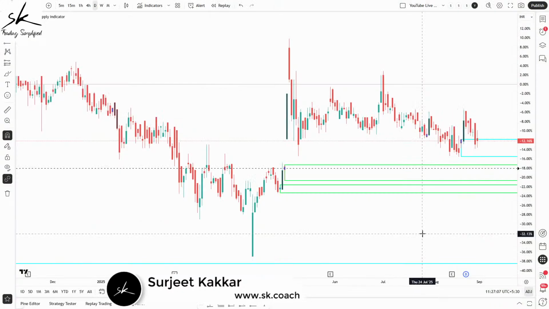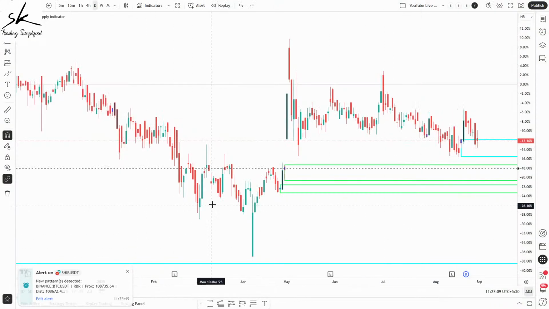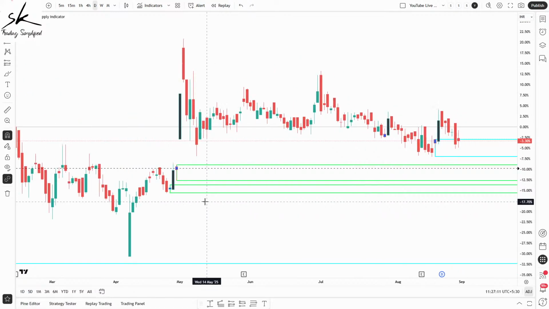So since everyone can now have access to the indicator for at least 7 days, I'll do the analysis purely based on the indicator. Here you can see I have already applied the indicator, and it is telling me that we have one demand zone which is right here. We have another demand zone which is right here. We also have a demand zone which is right here, but it is already tested. So let's forget about a tested zone. Let's start with something which is fresh.